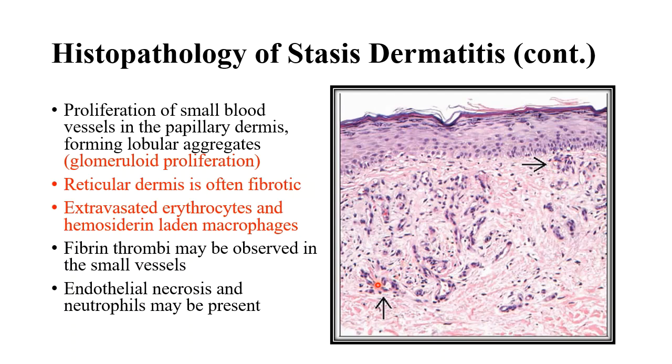These are the glomeruloid proliferation. Reticular dermis, as we can see, is often fibrotic. Extravasated erythrocytes and hemosiderin-laden macrophages can be seen. Fibrin thrombi may be observed. Endothelial necrosis and neutrophils may be present.